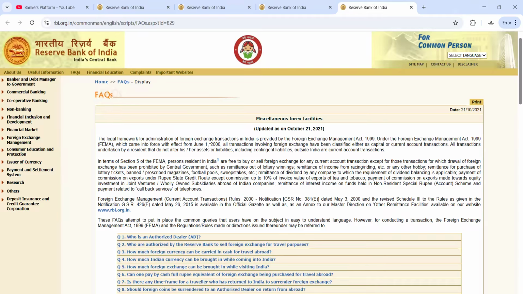So today we will be discussing the miscellaneous forex facilities. What miscellaneous forex facilities are available, and this will help you in your exam. Here you can expect 2 to 3 marks from this topic. So 2 to 3 marks can be expected from this topic. So let's start. Miscellaneous forex facility.